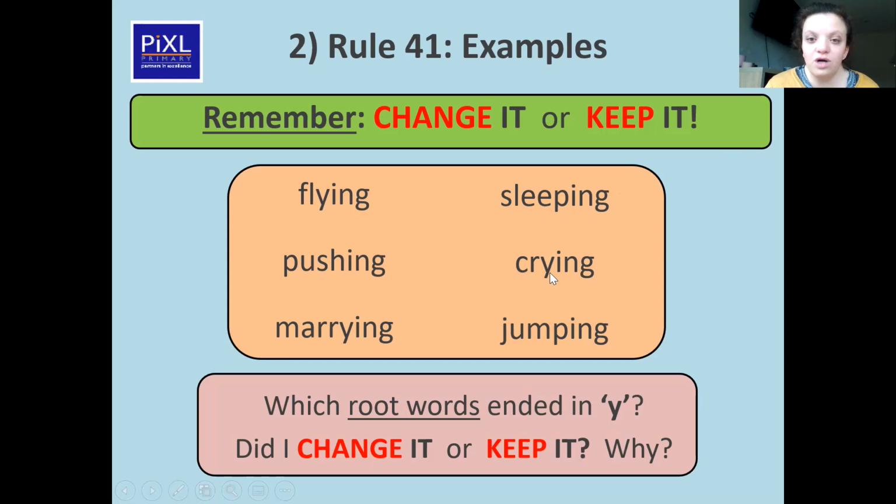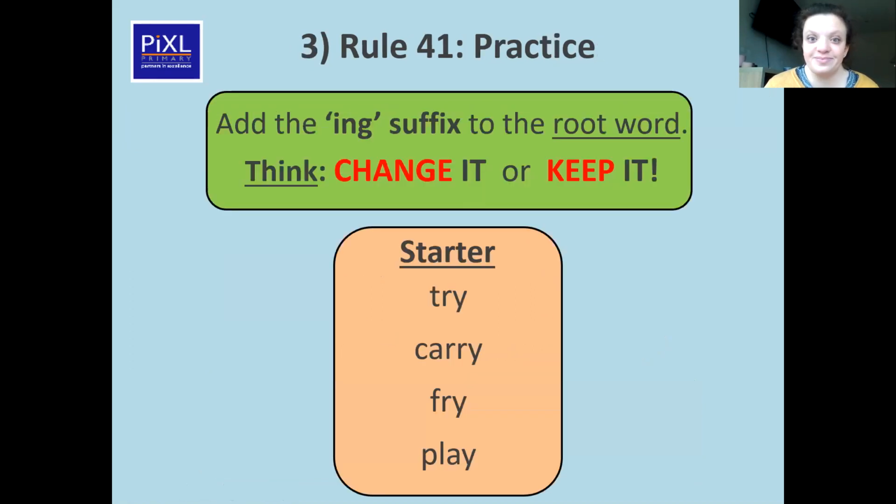Cry, we've got the word cry, and again, it's got our y at the end, but we're not going to change anything because we can't have that double I. And jump, if I look at jump as my root word, it's got my lonely vowel U, then it's got two letters after it, so I don't have to do anything, I just have to add my ing.